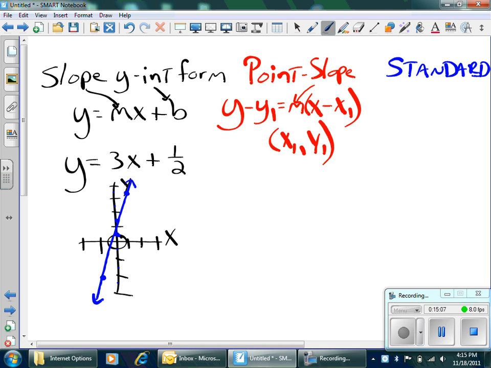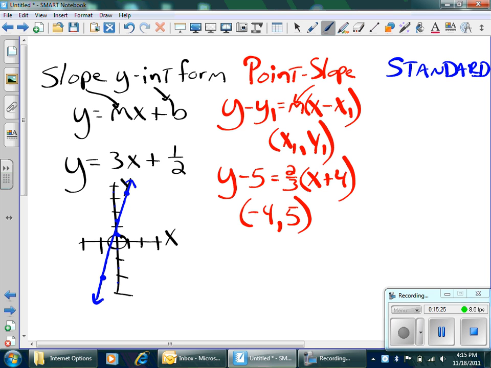Nice job. Okay, so if I have an equation written like this, y minus 5 equals 2/3 times the quantity of x plus 4, I know that my point is negative 4, 5. And I know my slope is 2/3. Notice I looked here for the x value and the sign change. I looked here for the y value, and again, the sign changes. Okay, now I'm not actually going to plot that one right now, but you can go ahead and feel free to do that.